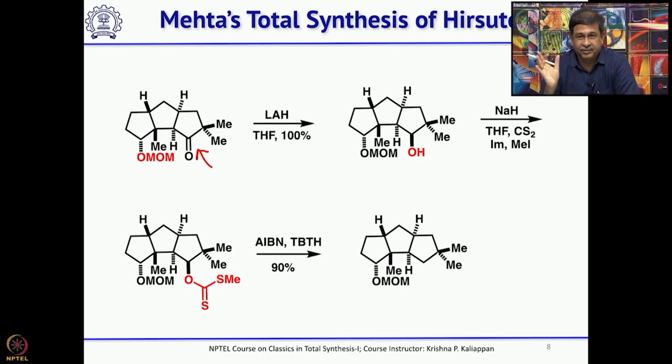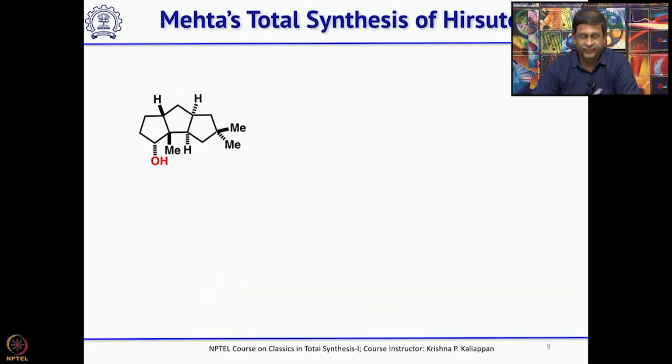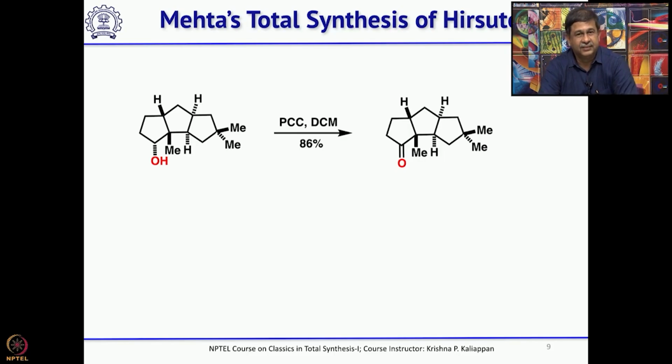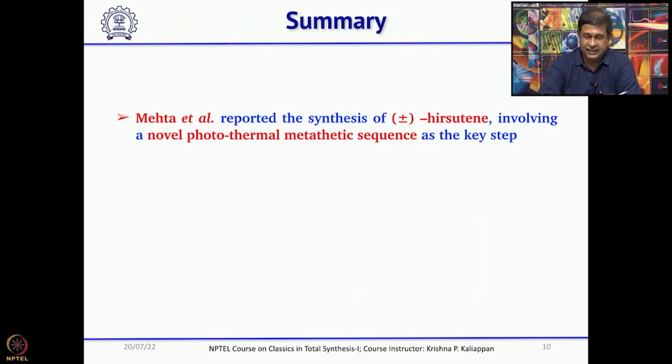So the right hand side 5-membered ring is fine, the middle 5-membered ring is fine. Now what he has to do is to remove the protecting group, oxidize the alcohol and do the Wittig to complete the total synthesis of hirsutene. So the MOM group was removed under acidic condition to get the corresponding secondary alcohol. The secondary alcohol was oxidized with PCC to get the ketone, then simple methyl Wittig gave the final natural product, that is hirsutene.